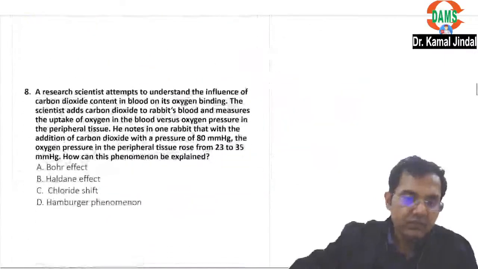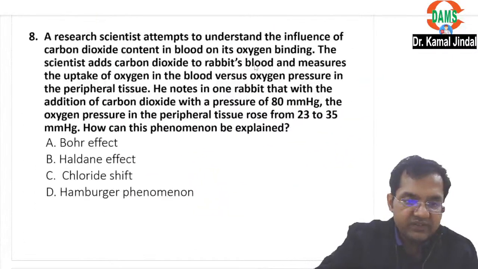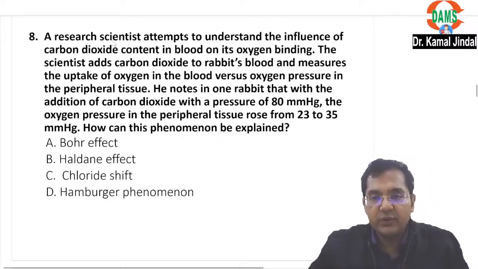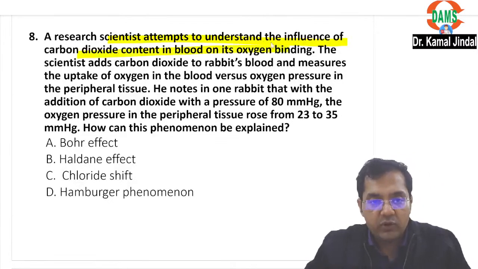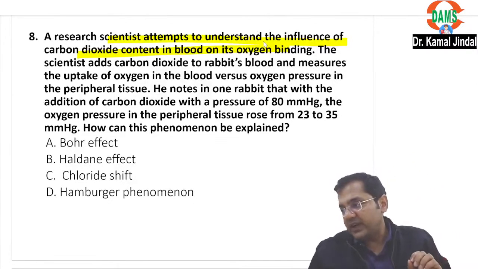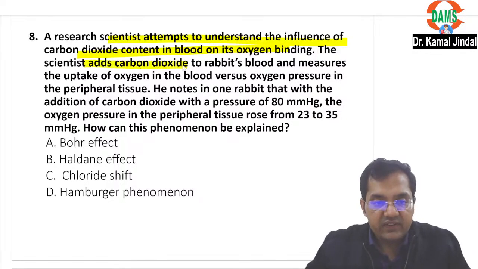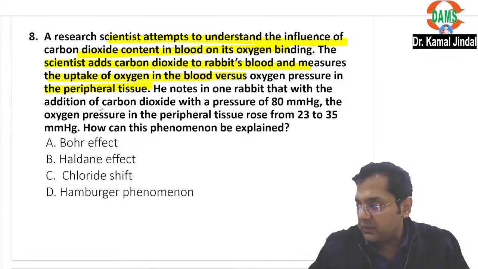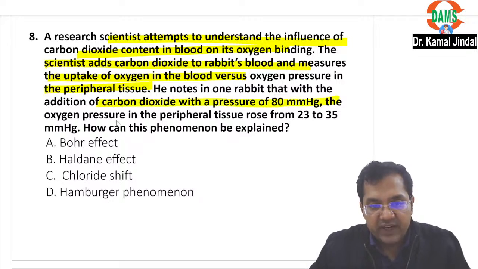Another very interesting one. A research scientist attempts to understand the influence of carbon dioxide content in the blood on its oxygen binding. He adds carbon dioxide to rabbit's blood and measures the uptake of oxygen in the blood versus oxygen in the peripheral tissue. He notes that as soon as he adds carbon dioxide with a pressure of 80, the oxygen pressure in the peripheral tissue rose from 23 to 35.